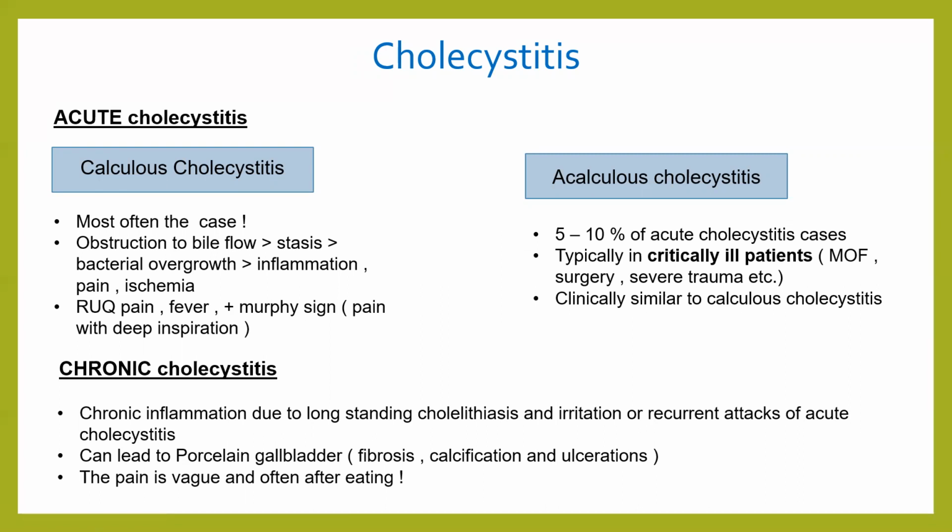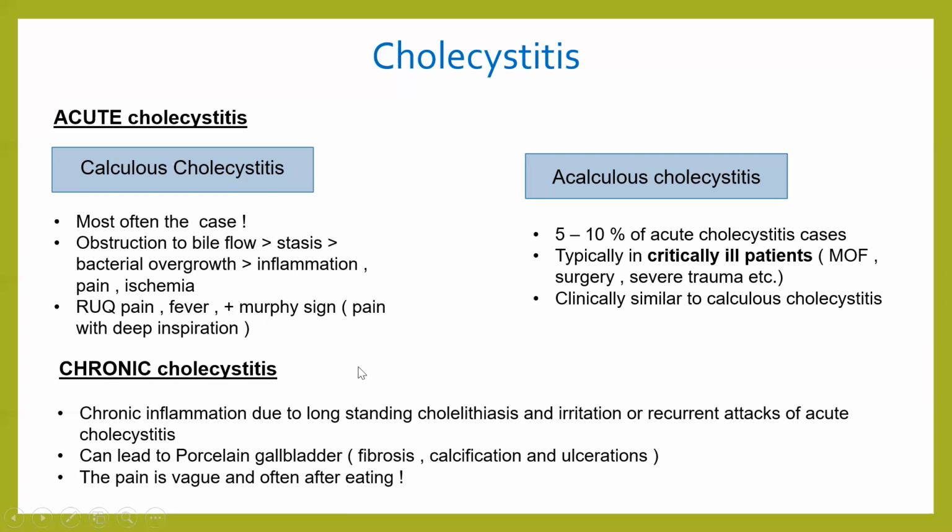And the calculous form is usually most often the case, and it's because of obstruction to bile flow, which leads to stasis and allows bacterial overgrowth, which further leads to inflammation, pain, and ischemia. Again, the clinical signs you will see are quite similar. We have right upper quadrant pain, fever, and Murphy's sign, which is basically pain with deep inspiration. So movement presses against the liver, and then we have pain.